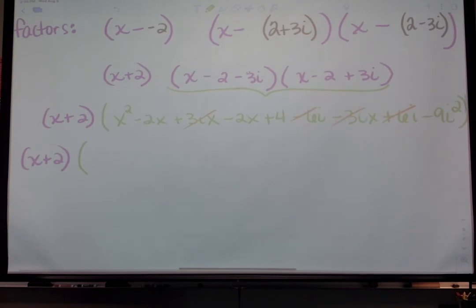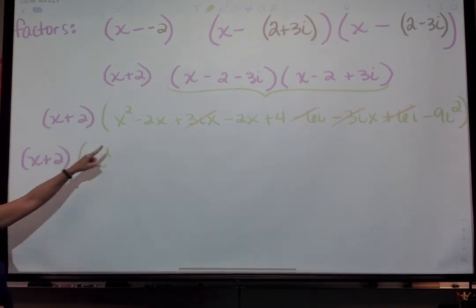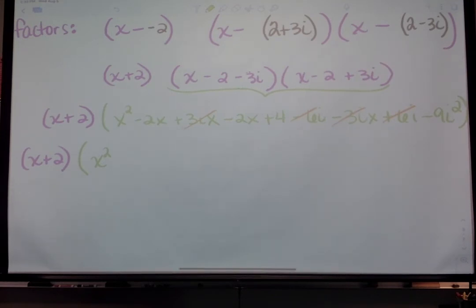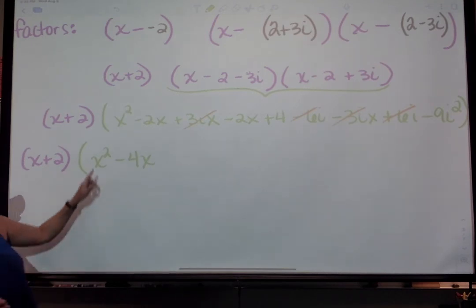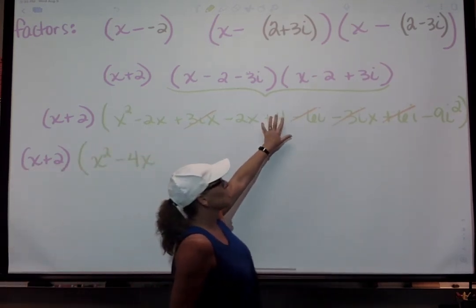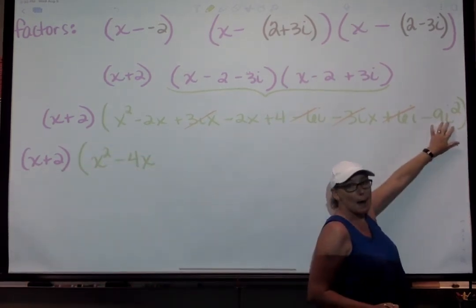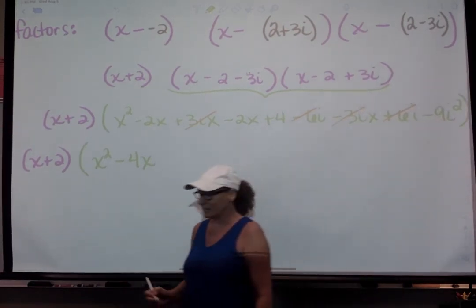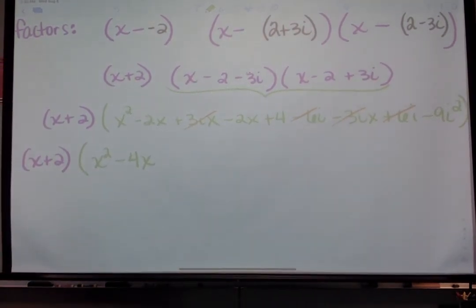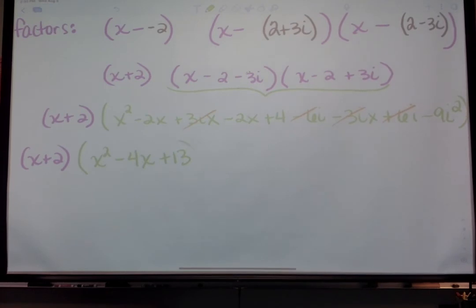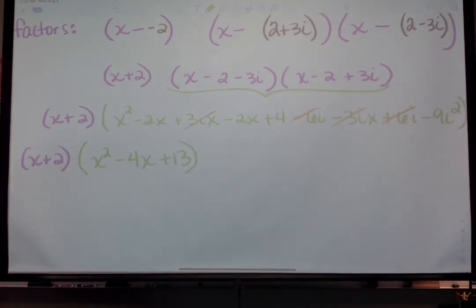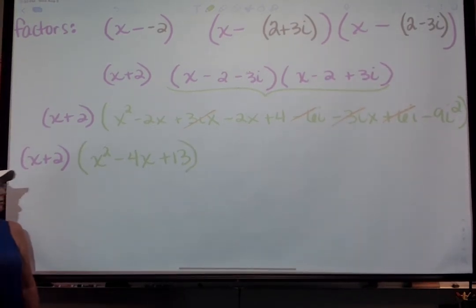I have an x squared, -2x minus 4x, right? -4x. Here I've got a +4 and a +9. Isn't that cool, how that cleaned up?